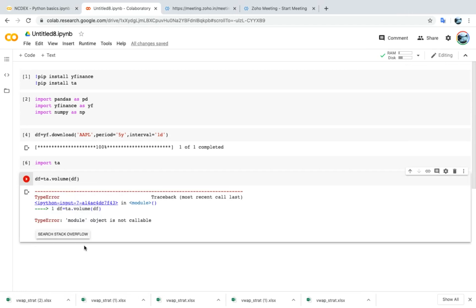It is saying module object is not callable. So we'll do one thing. Let's not use the technical analysis library. Let us see how to write volume weighted average price by ourselves. So we'll do one thing. We have the data frame as DF.